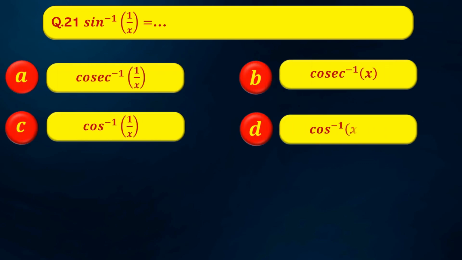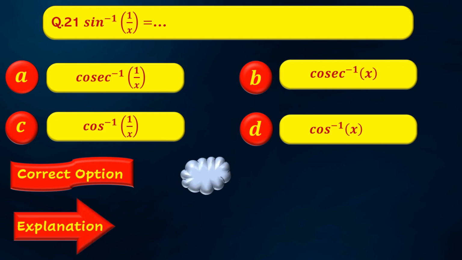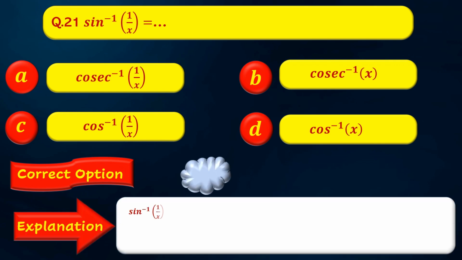Question number 21. Sine inverse 1 over x is equal to, and the options are, let's find out which one is the correct option. But before that, let's explain it. Put sine inverse 1 over x is equal to y. It gives 1 over x is equal to sine y, and it gives x is equal to 1 over sine y, and it gives x is equal to cosecant y. So cosecant inverse x will be equal to y. Therefore, correct option is option B.